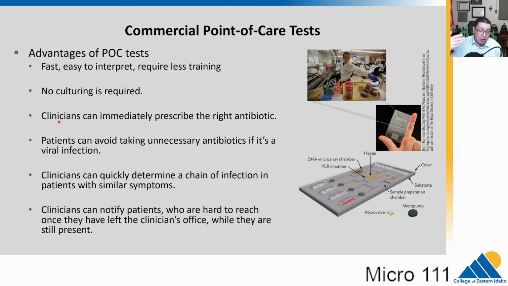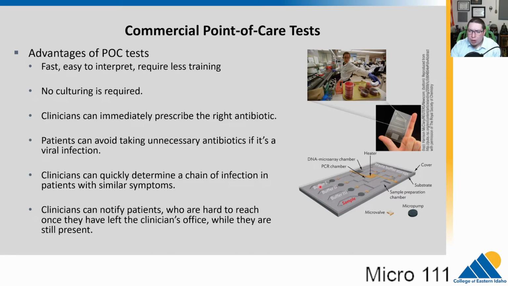If you're a clinician testing for something, you could immediately prescribe the correct antibiotic or antimicrobial. And that can help patients avoid taking unnecessary antibiotics, particularly if it's a viral infection. You can also quickly determine a chain of infections in patients with similar symptoms. You could look at a whole family and determine, are they all infected? And you can directly notify someone that is sitting in a waiting room because once people leave a clinician's office, they can often be hard to reach, and that could lead to an outbreak or something like that.